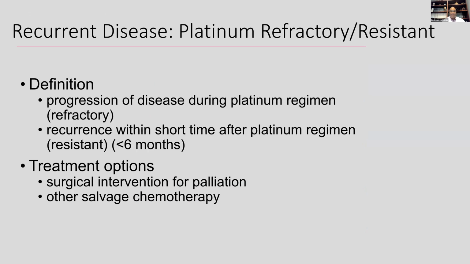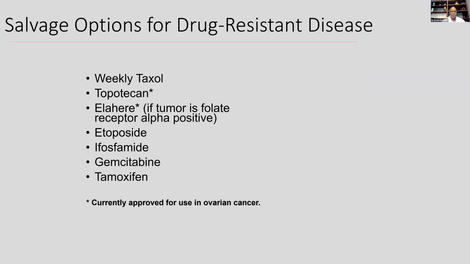For platinum refractory or resistant patients, those who have a very short progression-free survival, there are a number of alternative chemotherapy regimens that you could give. Next slide. Weekly Taxol is often used, topotecan, etoposide, ifosfamide, tamoxifen, gemcitabine, Avastin. I want to bring your attention to that third bullet, Elahere.